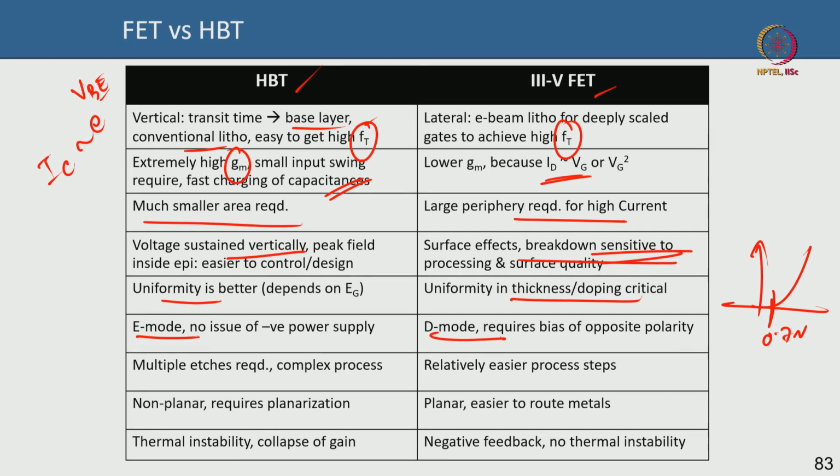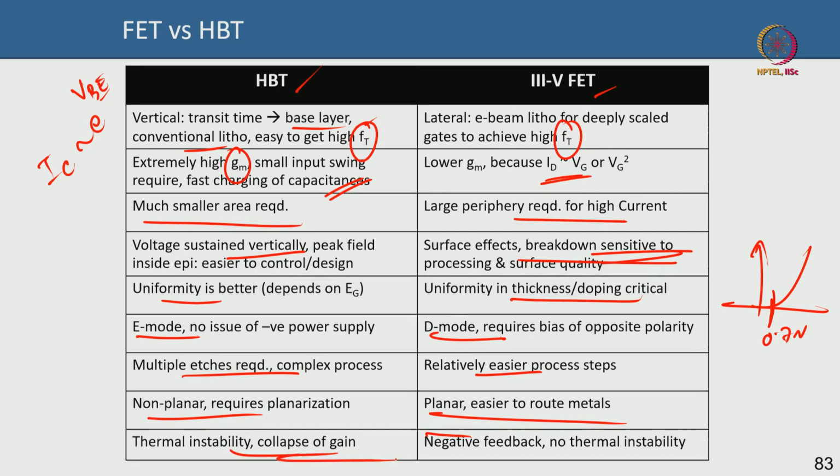MOSFET. HBT process can be very complicated because you have to etch base mesa, collector mesa, etc., but for HEMT or FET it's relatively simpler in mass production. It can be a planar process, it's easier to route metals. But HBT, because you have a vertical device, you have to make it planar, otherwise routing may be difficult, okay.